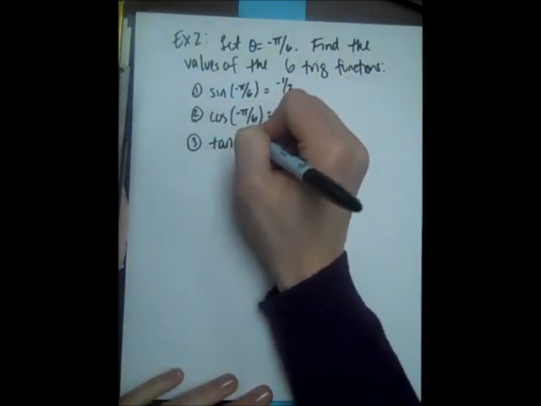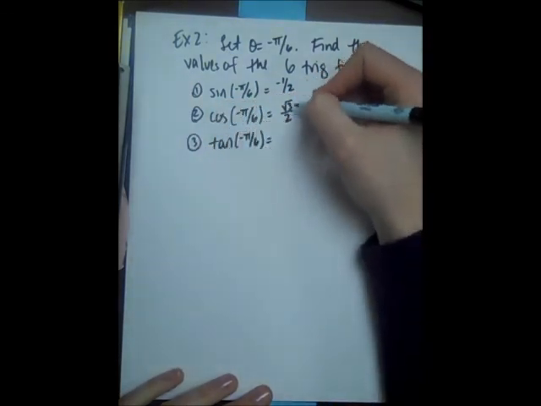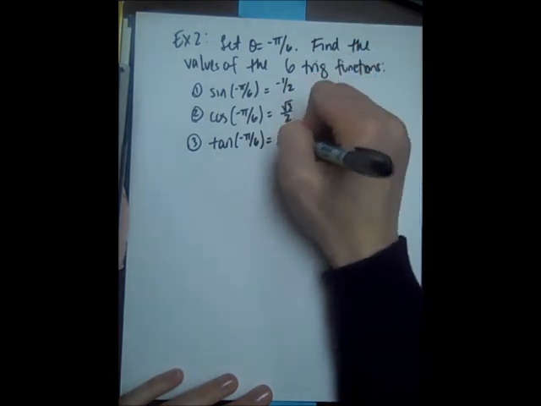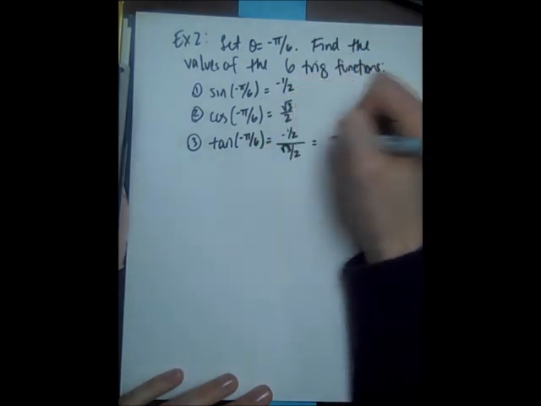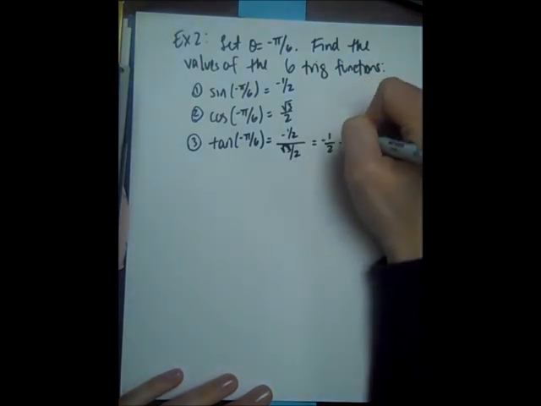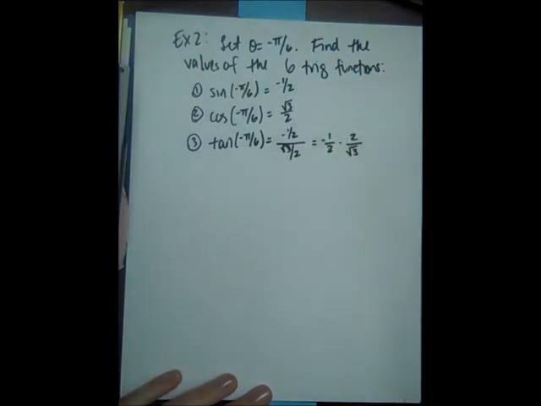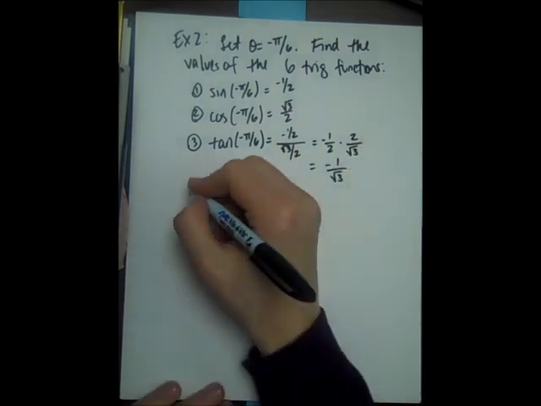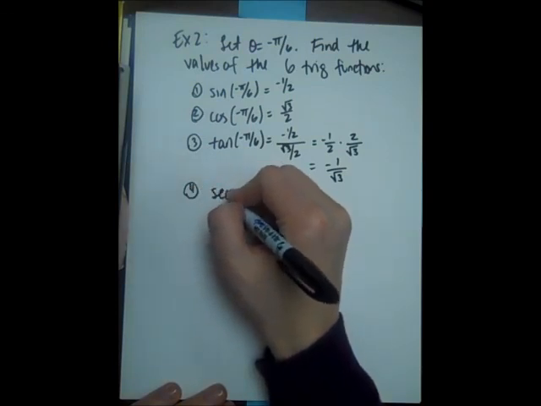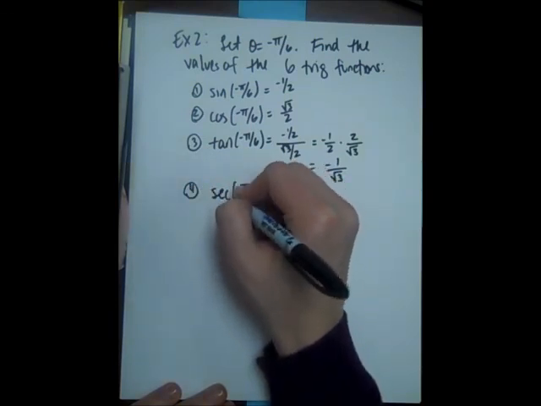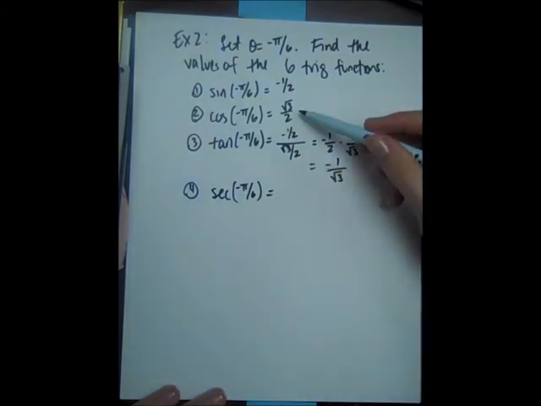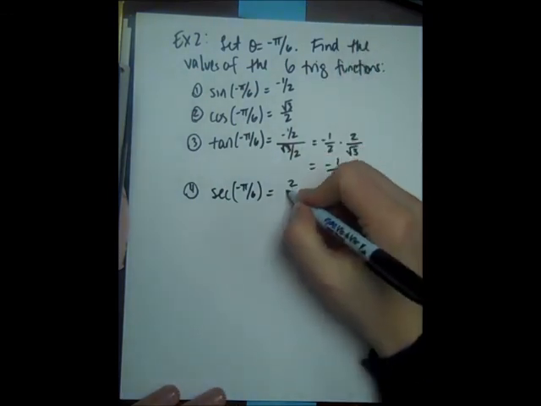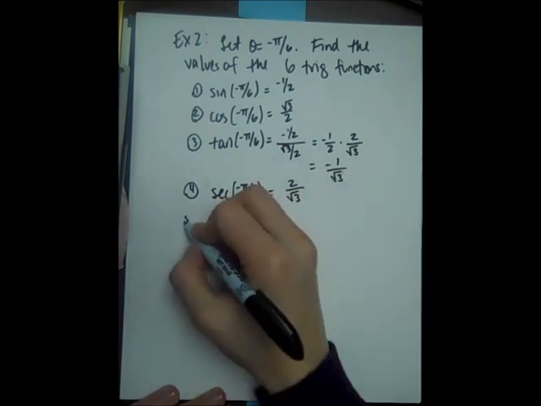So tangent of negative pi over 6 is going to be sine divided by cosine, so negative 1/2 divided by square root of 3 over 2. That's negative 1/2 times 2 over square root of 3. When you divide by a fraction, you flip it over and multiply straight across. Well, the 2's will cancel, so I get negative 1 over square root of 3. Next, let's find the secant of negative pi over 6. Remember, secant is the reciprocal of cosine, so I take my cosine and flip it. So I get 2 over square root of 3.